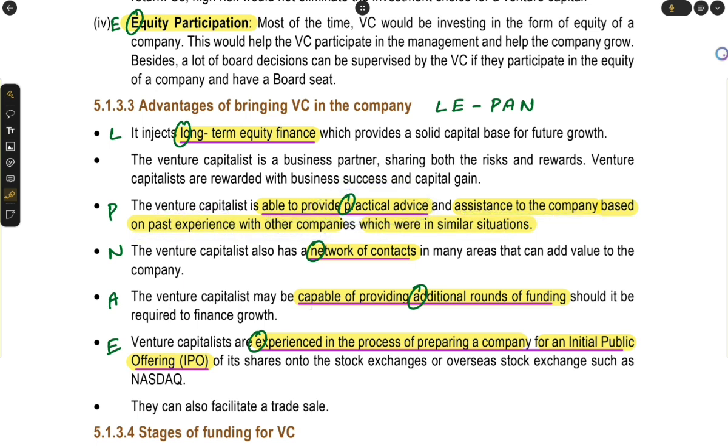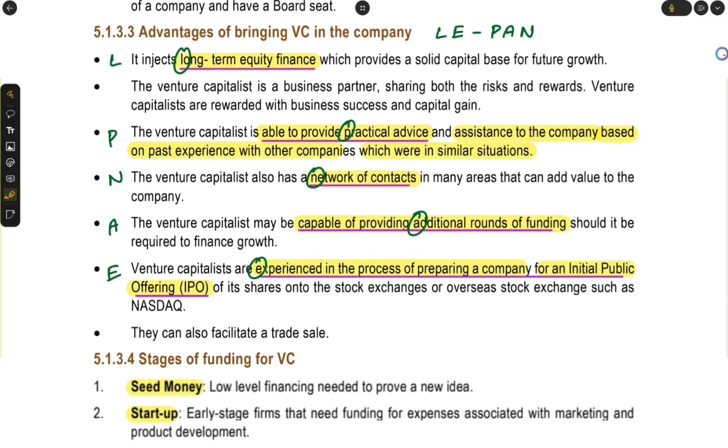A stands for capable of providing additional rounds of funding, which we will see on the next page, should it be required to finance growth. N stands for network: venture capitalists also have a network of contacts in many areas because they are experienced individuals, and that can add value to the company. So these were the advantages.